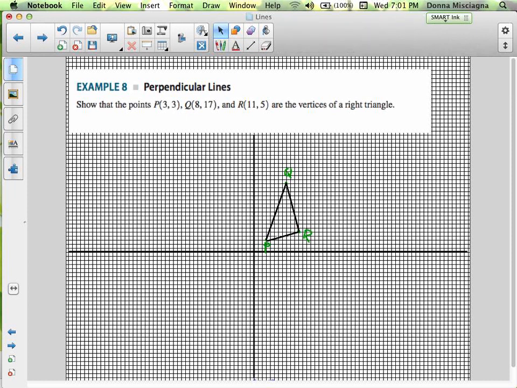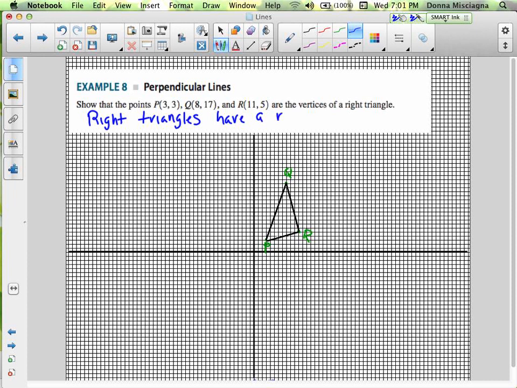All right, so now there is more than one way that we could determine whether or not these are vertices of a right triangle. But since we're working with slope, let's use slope. One thing we know about perpendicular lines: right triangles have a right angle. And what kind of lines meet at right angles? Well, perpendicular lines meet at right angles. So we need to show two sides are perpendicular.